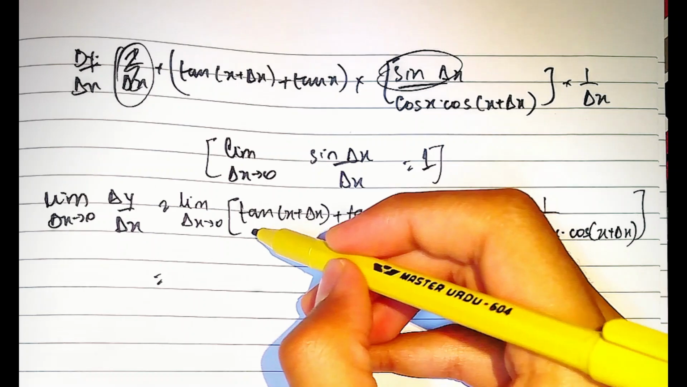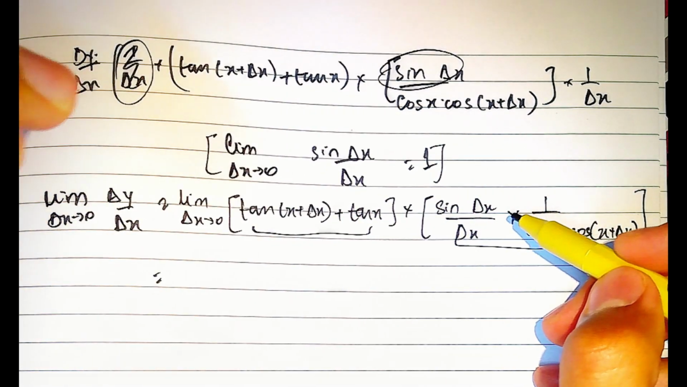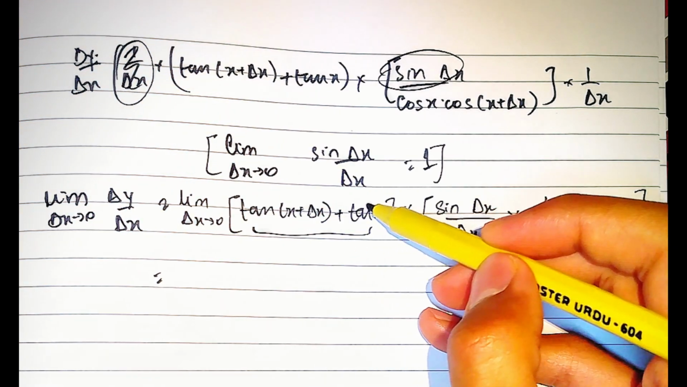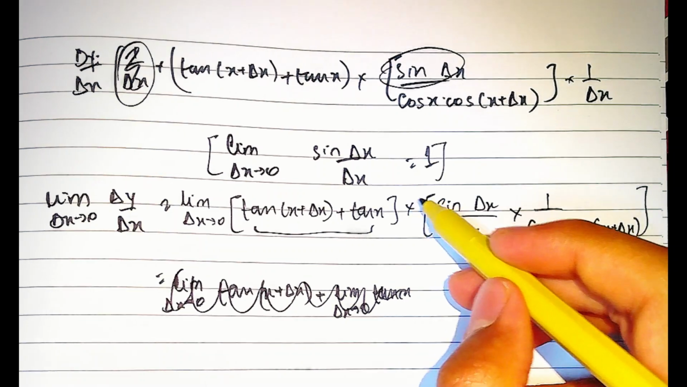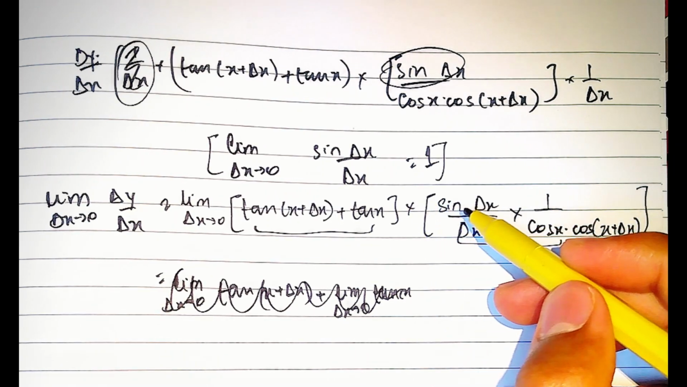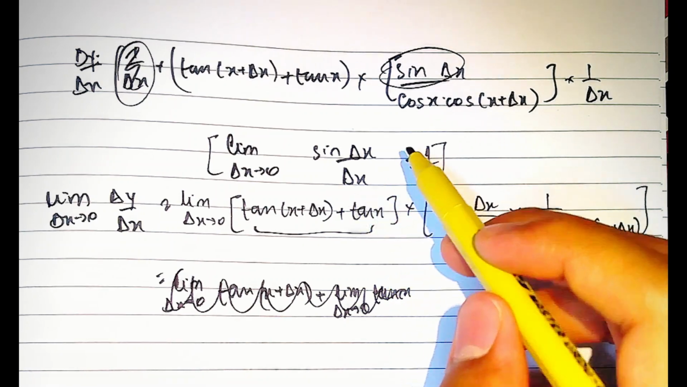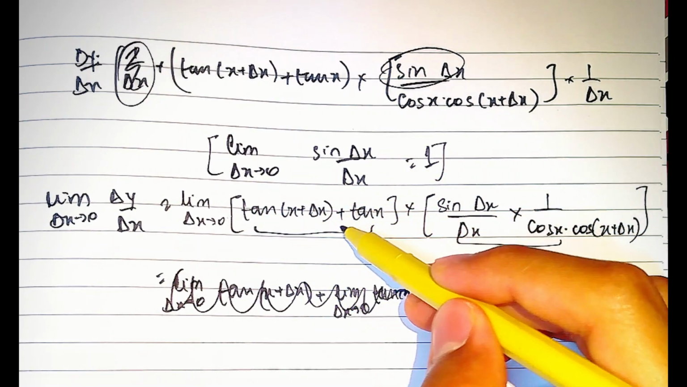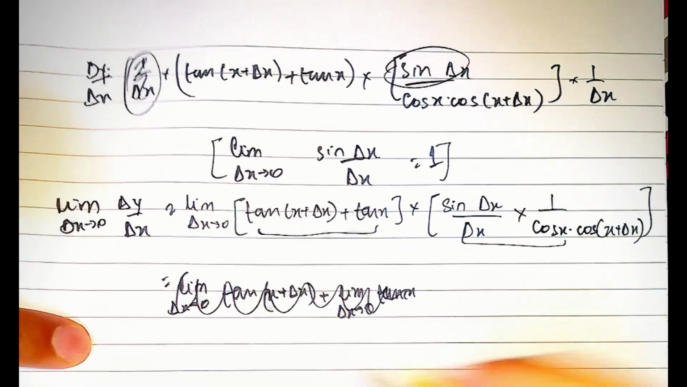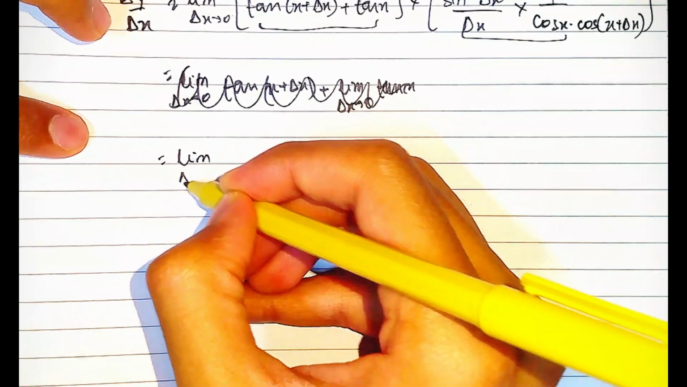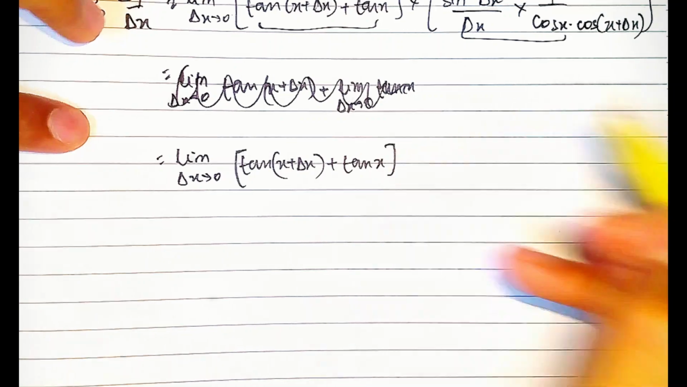Okay, and this term, this term, and this term are being multiplied, so we can apply the limits separately on this equation. Okay, remember, we cannot apply the limits separately on this thing because it is being added. So remember, wherever the terms are being multiplied, we can apply the limits separately on those terms, but we cannot apply the limits separately on the terms which are being added. Okay, so this tan(x plus delta x) plus tan x will be having only one limit. Okay, what I mean to say is limit of delta x approaches 0, tangent x plus delta x added by tan x. This would be having one limit.